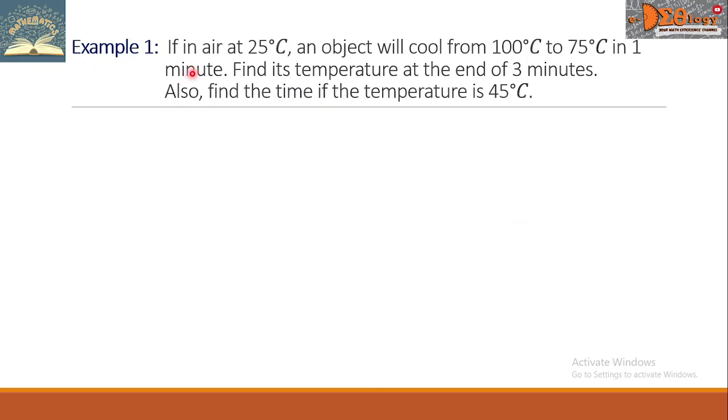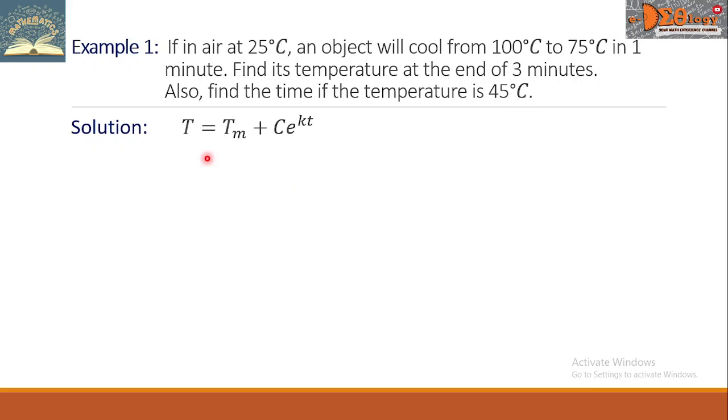Example 1. If in air at 25 degrees Celsius, an object will cool from 100 degrees Celsius to 75 degrees Celsius in 1 minute, find its temperature at the end of 3 minutes. Also, find the time if the temperature is 45 degrees Celsius.